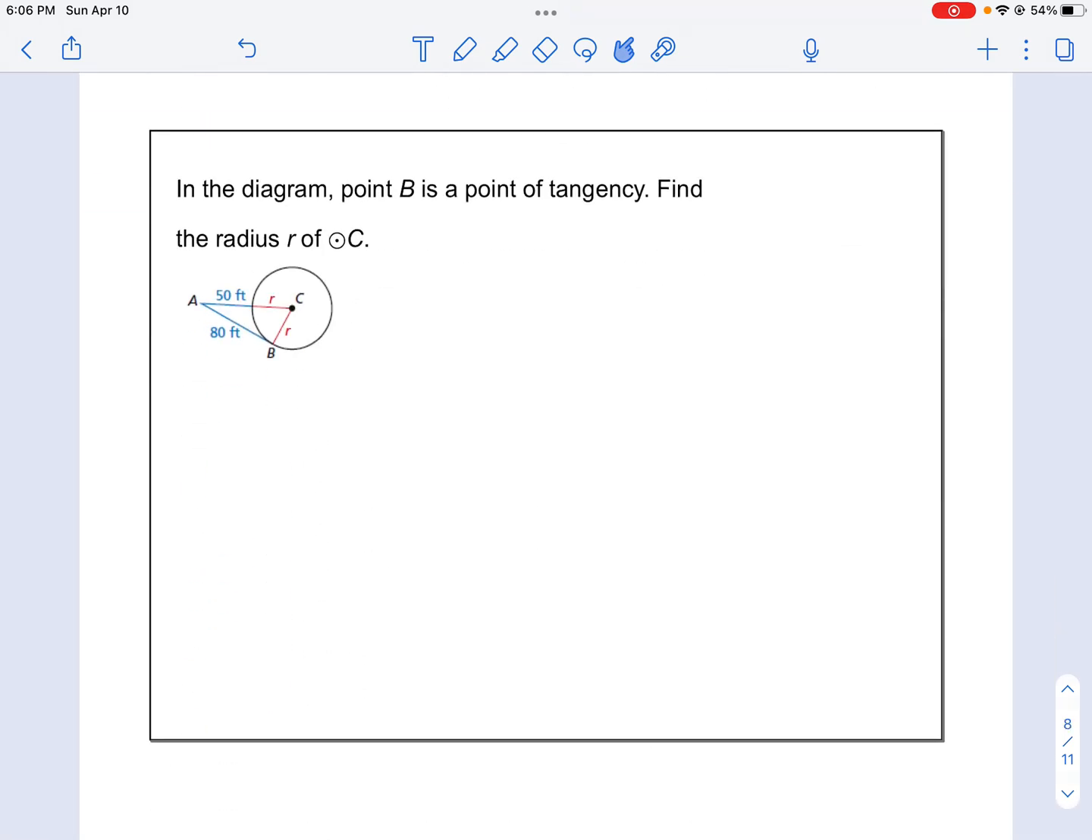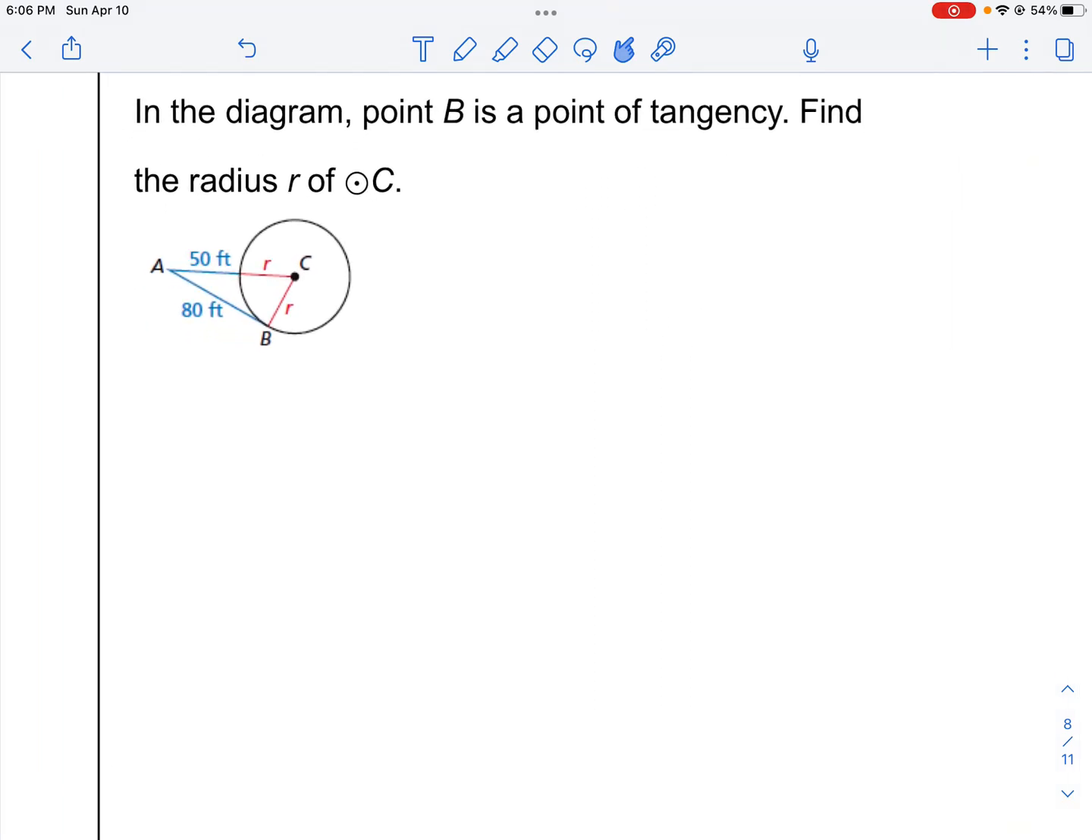All right. Let's look at this one. So this time it tells us that in the diagram, point B is a tangent, so we must find the radius. So what that tells me is the radius and the tangent form a 90. Wow. Pythagorean theorem. Hypotenuse squared. So what is the hypotenuse here? Well, let's see. I think the hypotenuse is going to be 50 plus r.